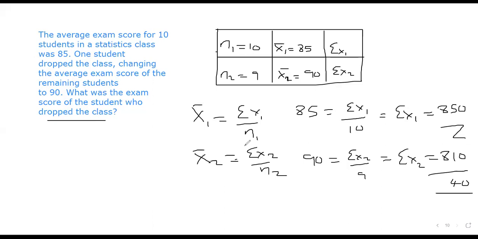We multiplied the 90 by the 9. So 90 times 9. Oh, okay. The score of the one who dropped out was what? 40. So 4 marks for that. Is that clear?